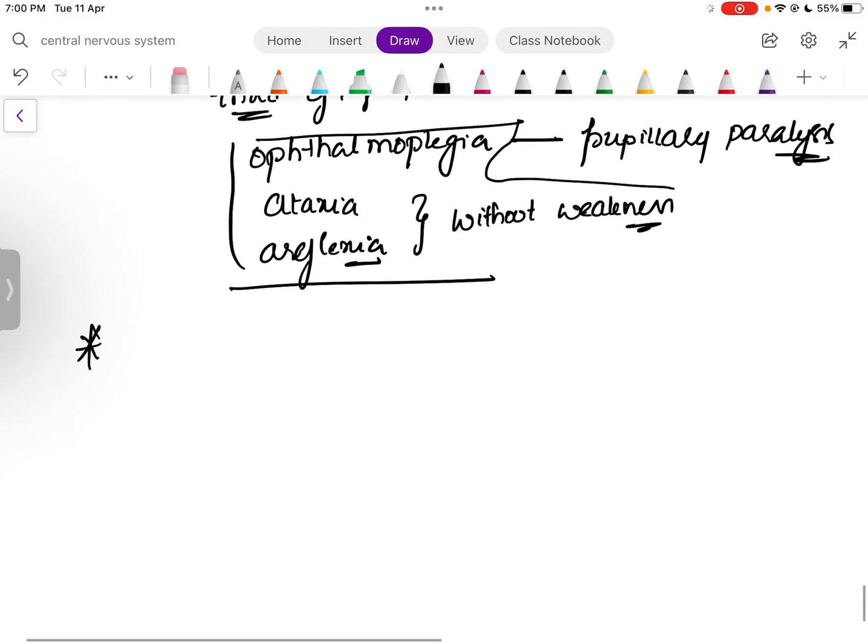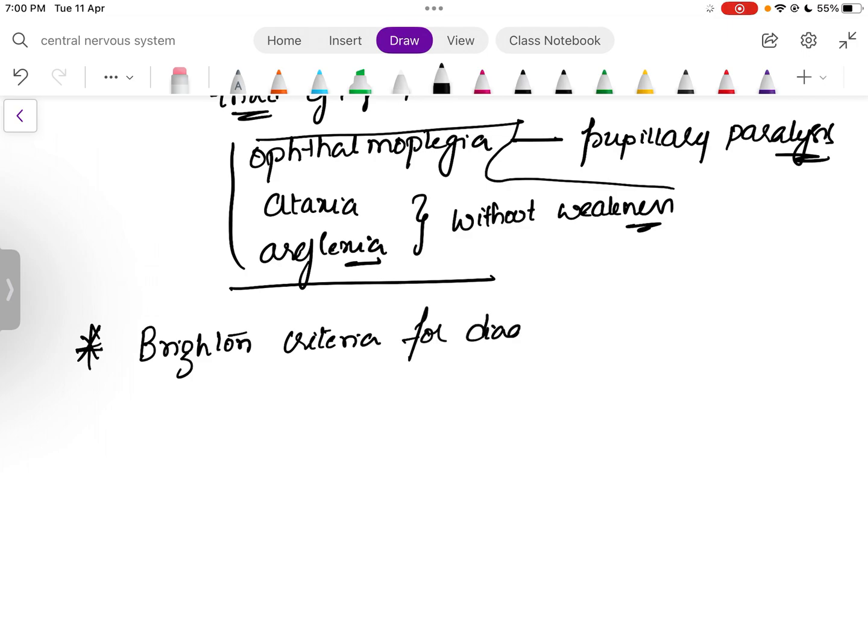And we have a criteria that is called the Brighton criteria for diagnosis of Guillain-Barre syndrome and Miller-Fisher syndrome.